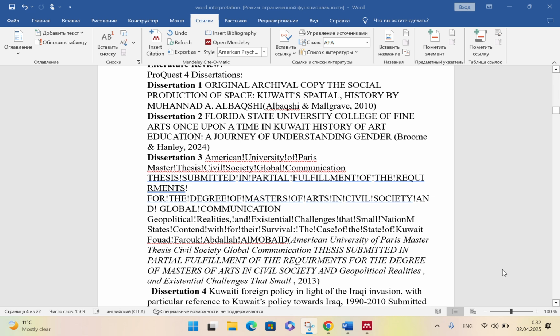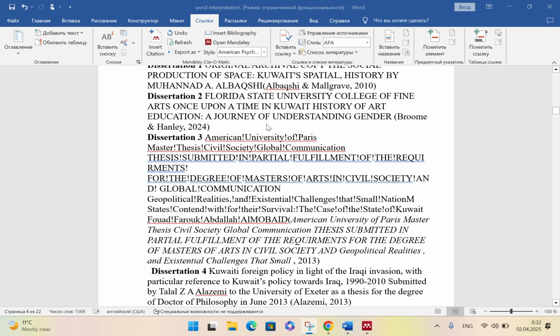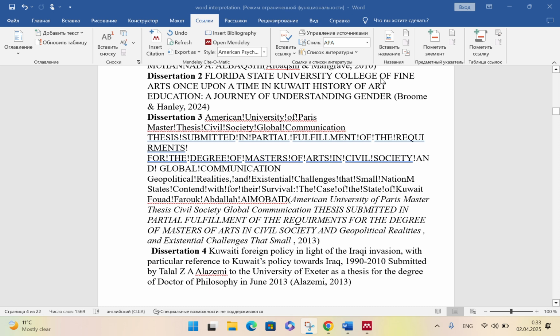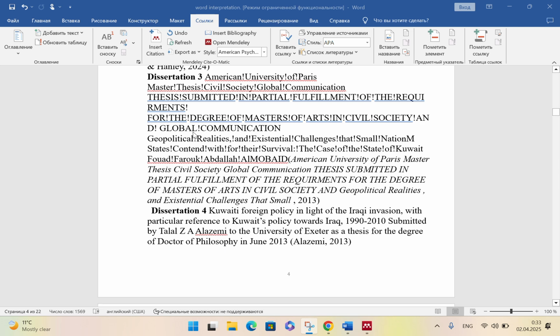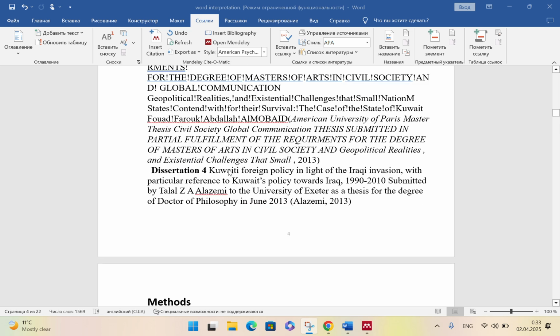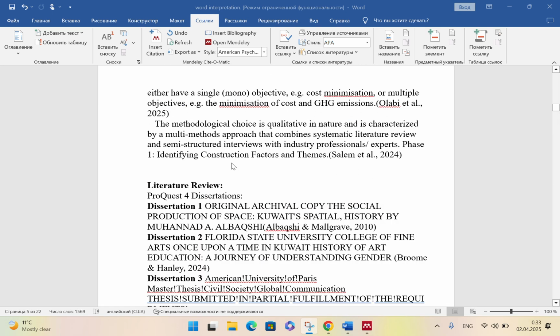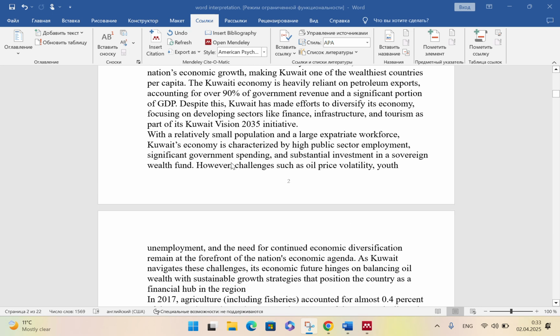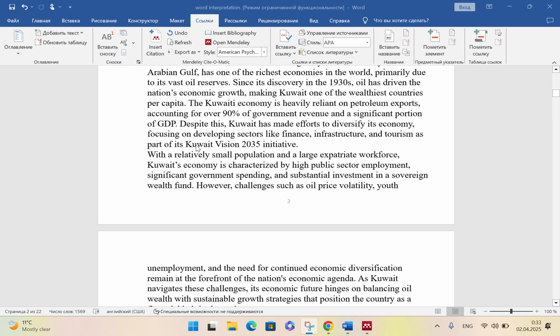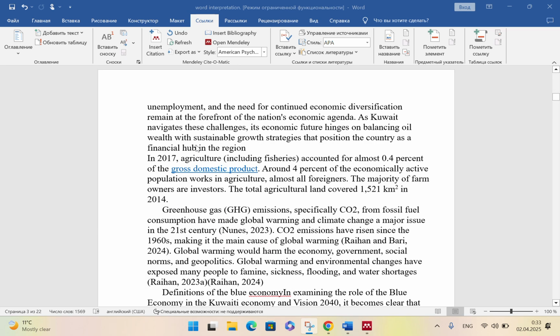I chose, for example, the original archival copy, the social production of space, and like this, Florida State College of the Fine Arts, and once upon a time in the quiet history of art. The short one is the American University of Paris master's, and the fourth one is quite foreign policy in light of the Iraqi innovation. And for Sciencedirect, I got the introduction, and also I got 5 articles from Sciencedirect.